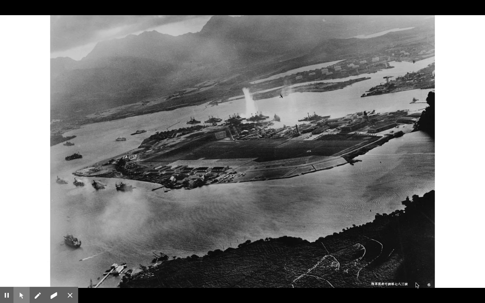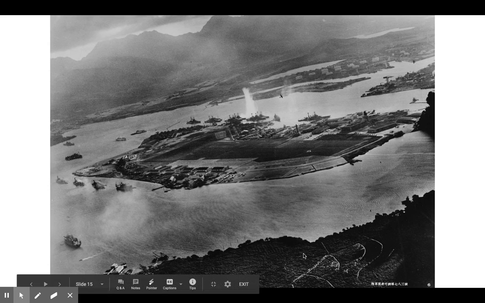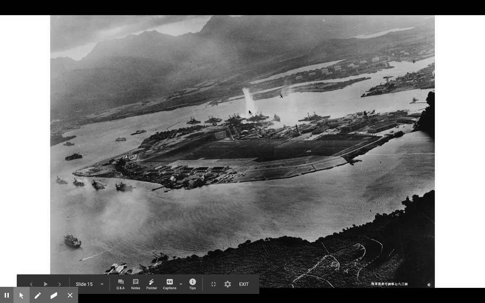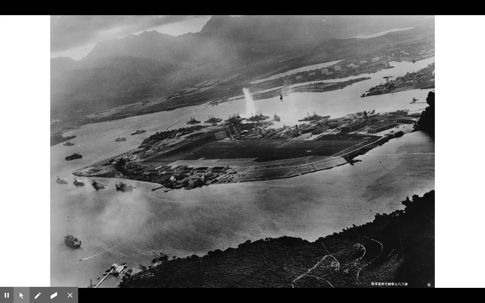If you guess that this is a picture taken of Pearl Harbor at the start of World War II, you're correct. There's a lot we can learn about Pearl Harbor from this picture. We can see where the ships were located. Here it looks like a bomb has been dropped. There's water spraying. If you look really closely, you can see some airplanes here flying overhead. So this gives us information about where things were located.